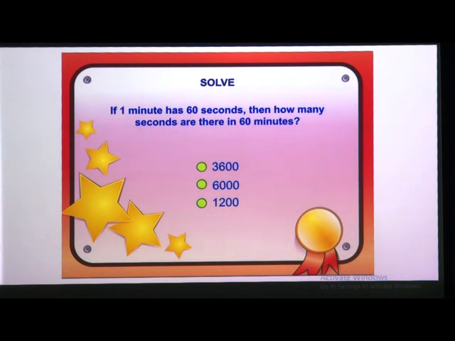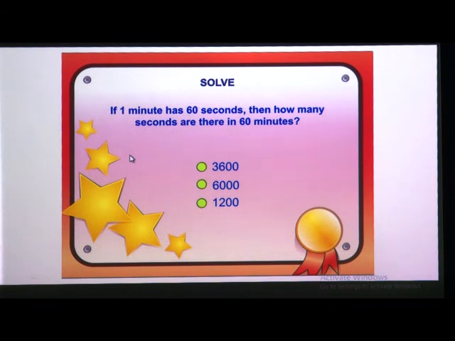Another example, again that is the activity only. If 1 minute has 60 seconds, then how many seconds are there in 60 minutes? Very similar to the previous one. 1 minute has 60 seconds. So, what will be your solution?